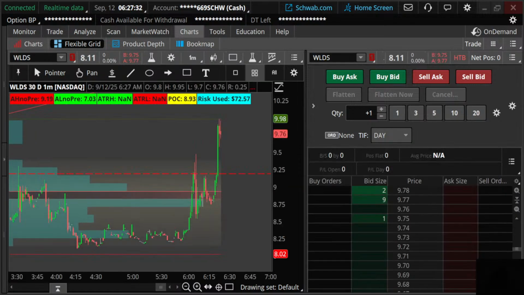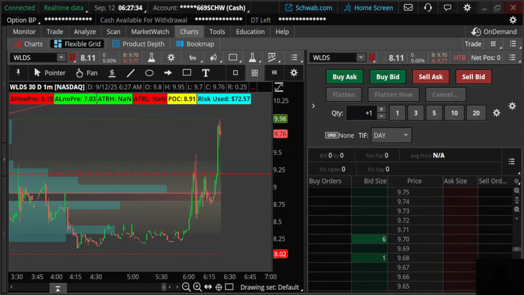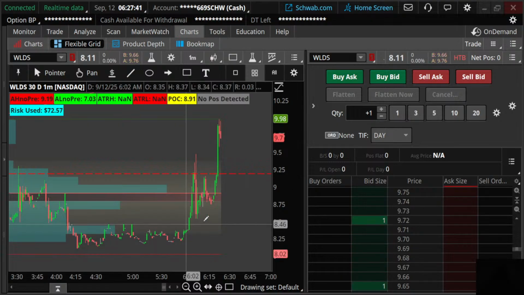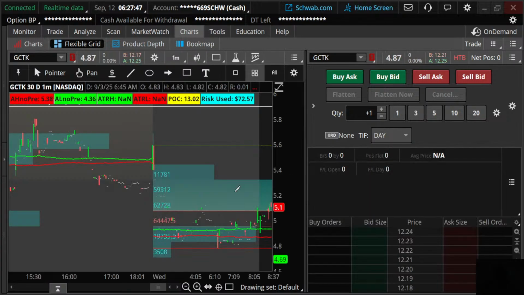WLDS becoming a 20% mover. So it's kind of getting stuck in that 20% level. One, it doesn't have any catalyst like it did on the other days. And so I'm thinking it's becoming more rational than irrational. So I'm going to be careful on that.